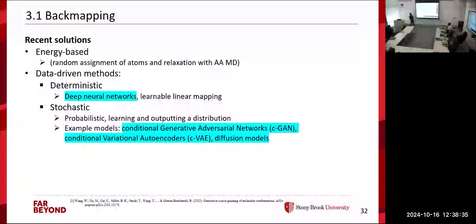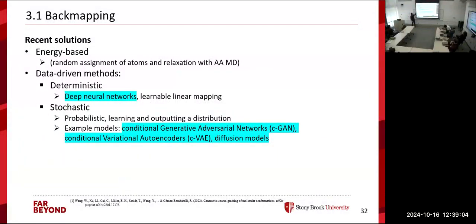So, in one sentence, maybe we should have skipped it: random assignment of atoms, and then you run a simulation in the hopes that the all-atom force field will restore the correct bonds, angles, dihedrals. So you put it randomly, and then you hope that a simulation is going to take care of it. This is very expensive though, because you have to run a simulation.